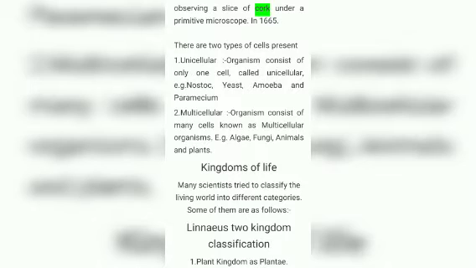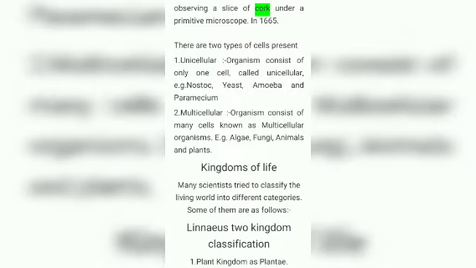Now let's talk about multicellular organisms. Organisms that consist of many cells are known as multicellular organisms. For example, algae, fungi, animals, and plants. That is about the cell. Now move to kingdoms of life.